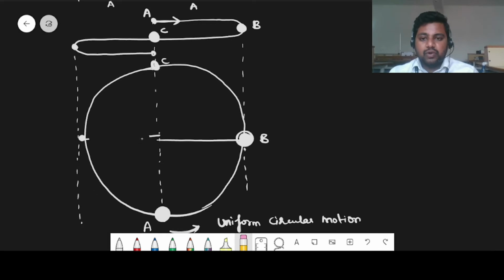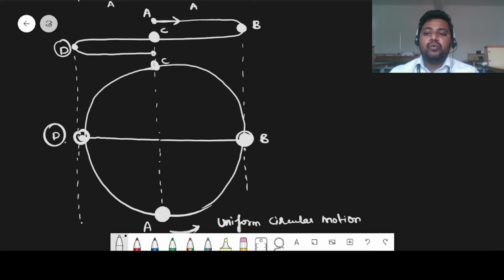By the way, this is what we call a phasor. The projection of an object which is performing uniform circular motion will be doing a simple harmonic motion, or the shadow of an object which is performing uniform circular motion is doing SHM. You can analyze it in this way.